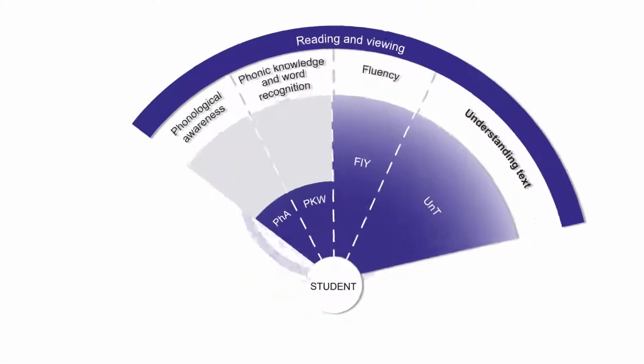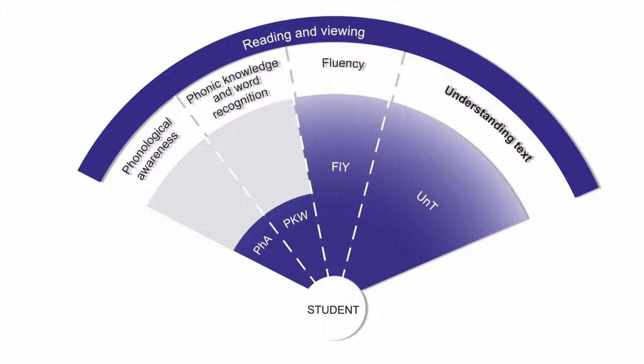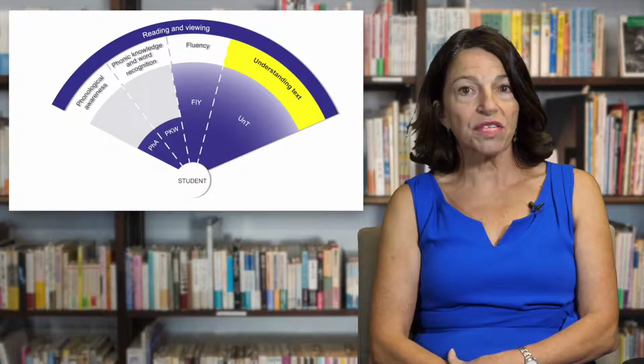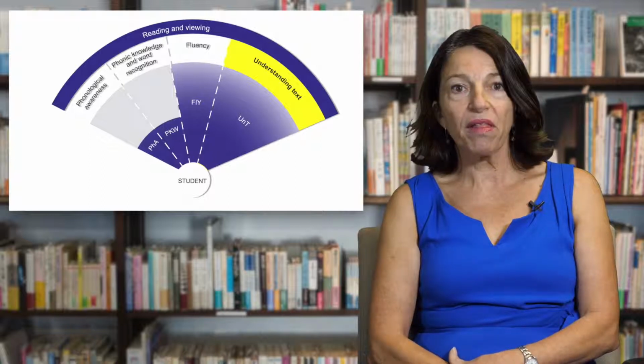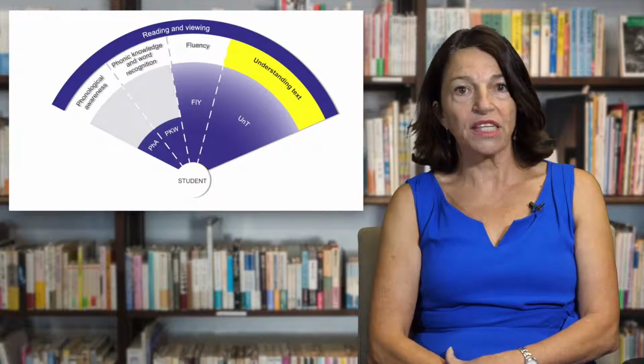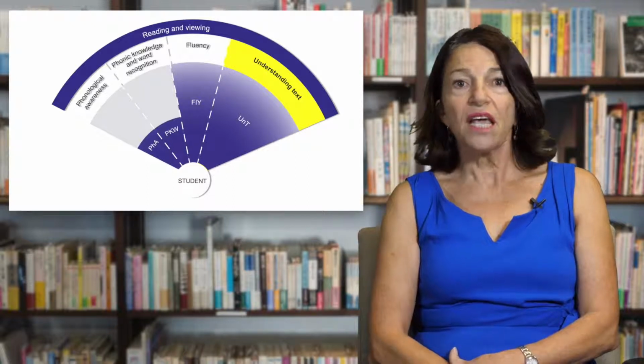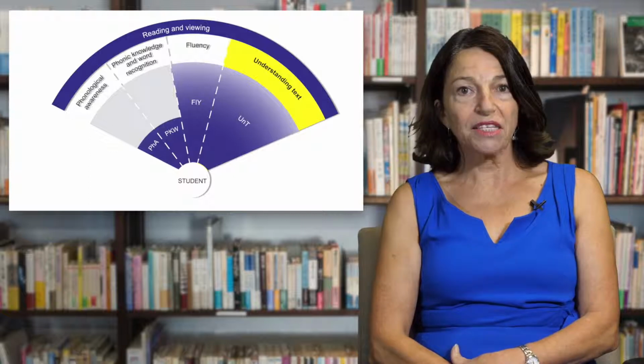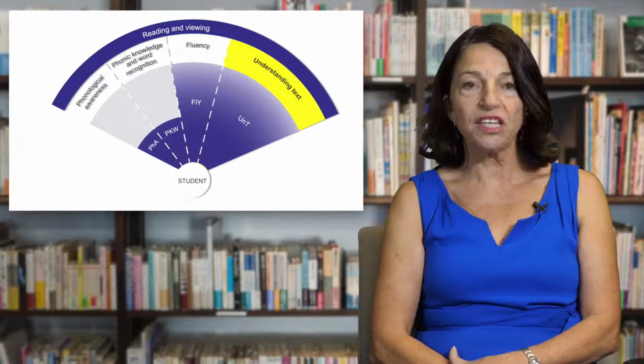The element of reading and viewing has 4 sub-elements. The sub-elements phonological awareness, phonic knowledge and word recognition, and fluency support the overarching sub-element understanding texts. Understanding texts describes how a student becomes increasingly proficient in decoding, using, interacting with, analysing and evaluating texts to build meaning. Texts include components of print, image, sound, animated movements and symbolic representations.